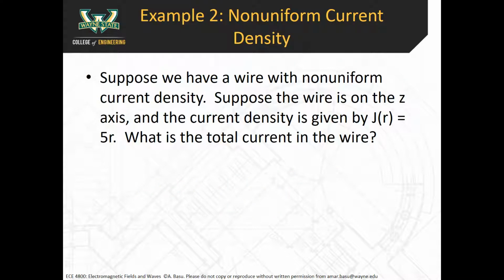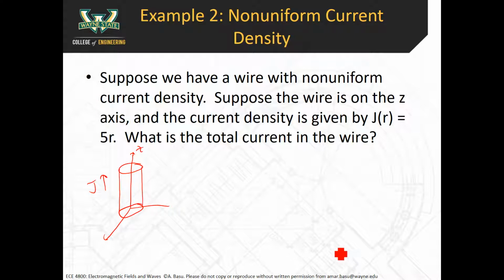Another example here is non-uniform current density. Suppose we have a wire with non-uniform current density. Suppose the wire is on the z-axis and the current density is given by J of R is equal to 5 times R. What's the total current in the wire? So imagine you're on the z-axis here. All right, the current is going in this direction. So this is the z-axis. The current is going in this direction. The current density is given by J of R is equal to 5R. What's the total current in the wire?